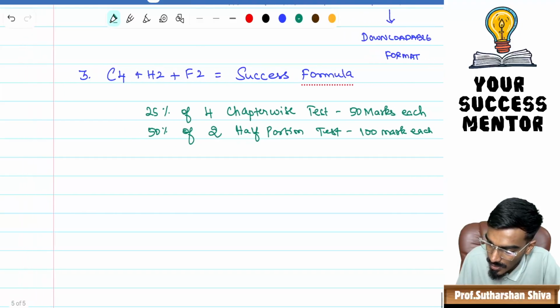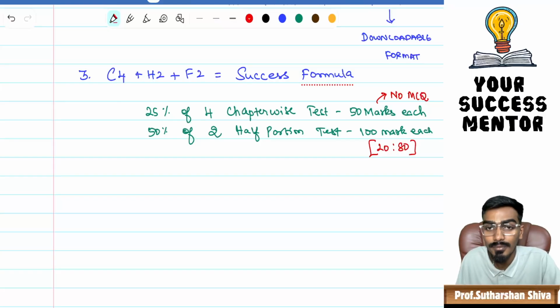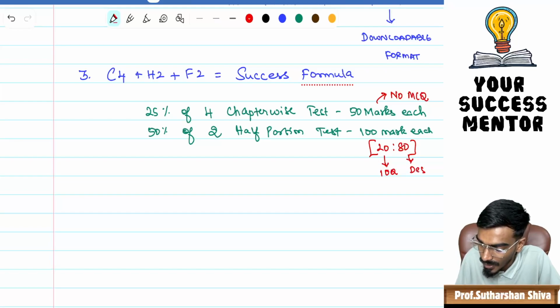In this, no MCQ will be tested, it is purely descriptive. From the half portion, we will go with the concept of 20 to 80. What is 20 to 80? 20 marks for MCQ, meaning you will get 10 questions of MCQ, and the remaining is descriptive.